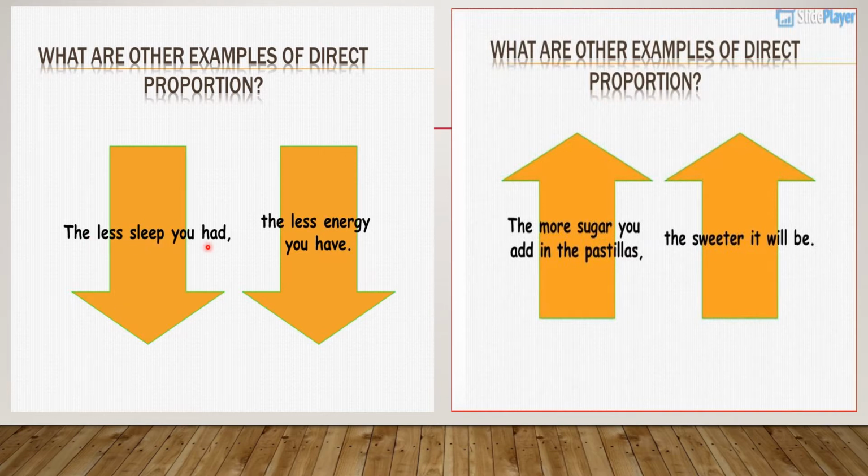The less sleep you had, the less energy you have. जितना कम आप सोएंगे उतनी एनर्जी आपकी कम होगी. Downward arrow shows decrease. Upward arrow shows increase. यहाँ पे the more sugar you add in a pastry, the sweeter it will be. जितने आप शुगर किसी चीज में भी ज्यादा डालते हो वो मीठा ज्यादा होगा.